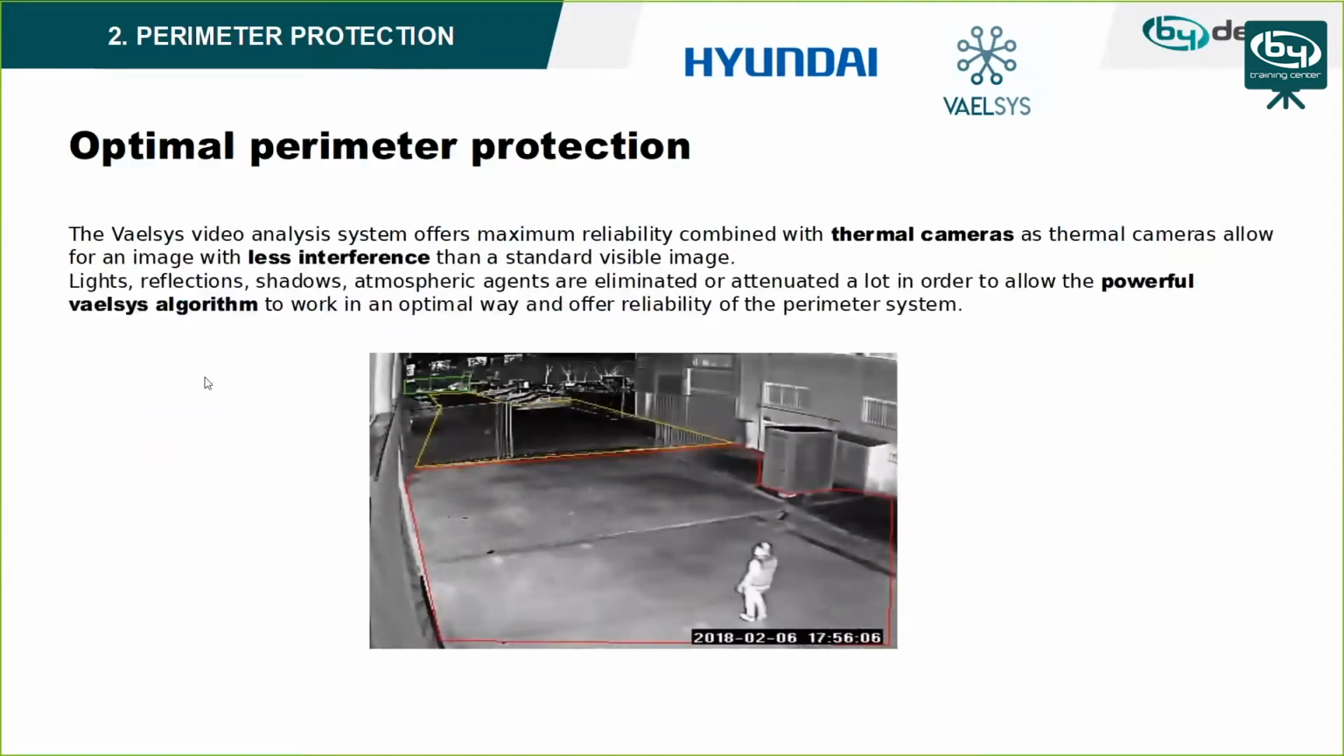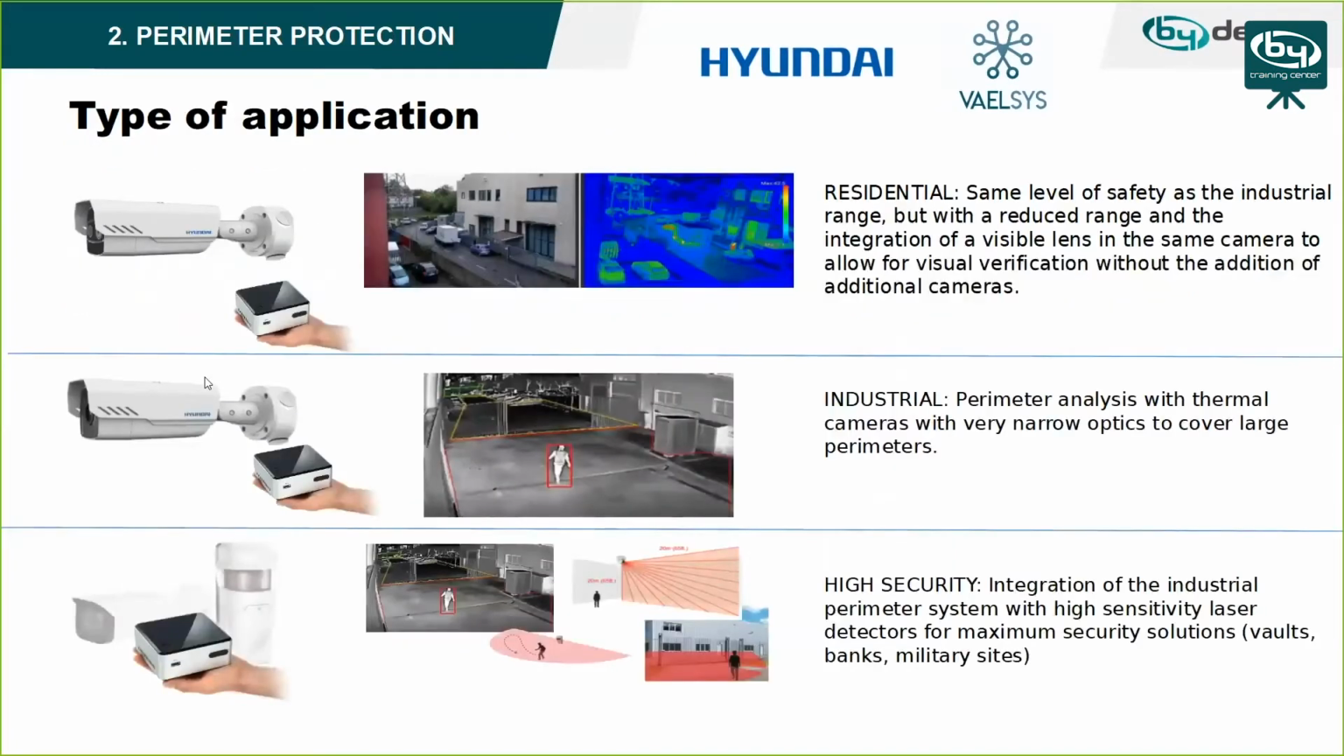So here on this little GIF, you can see a person walking in the marked zones, and you can see that as this person is moving, the rectangle is moving pretty much with him, and it works with quite far distances, long distances, and in this case we're using thermal camera, which gives you image with less interferences like shadows, lights, reflections, and so on. And working together with the Vaelsys algorithm, it gives you quite good results.